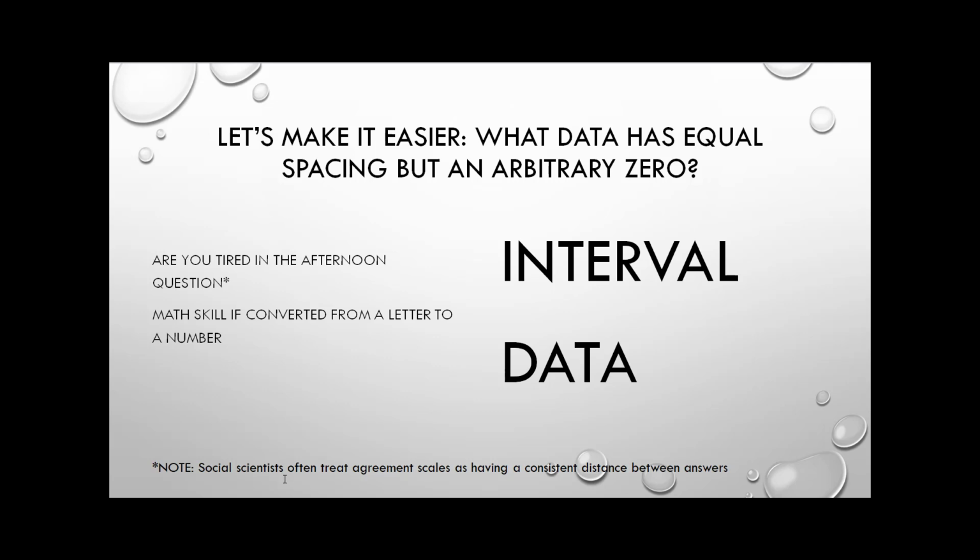Let's take a note here that social scientists often treat agreement scales as having a consistent distance between answers. There's an argument that they are not interval data, that they're just ordinal data, but we're going to treat them as interval data for our purposes.